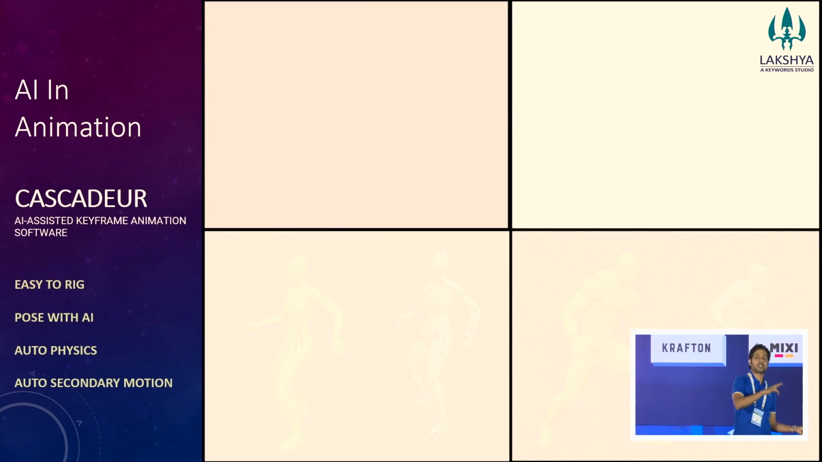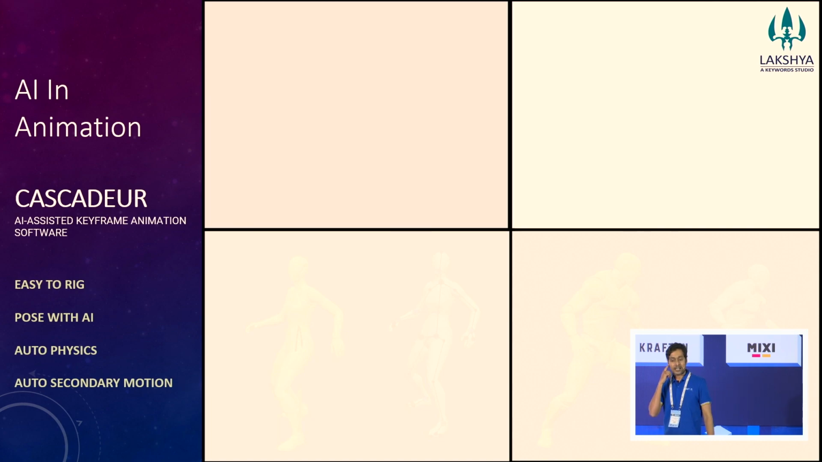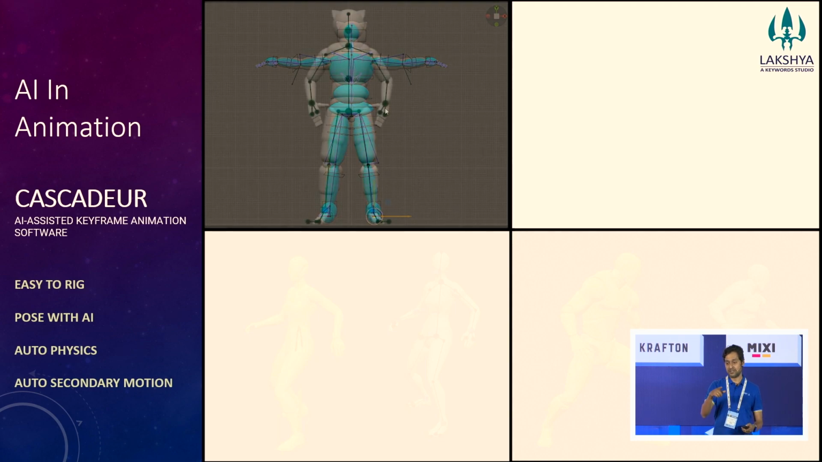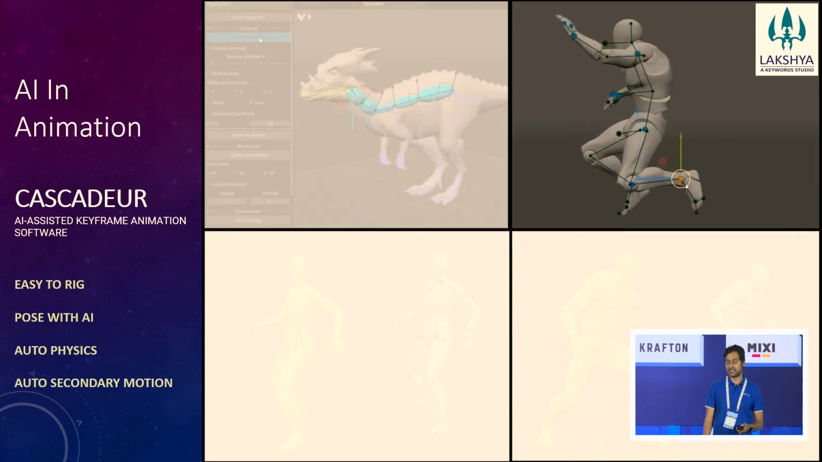So one is motion capture animation. Another animation technique is traditional keyframe animation. I found a software called Cascadeur. Cascadeur is a very powerful AI-based software with which we can quickly assign a rig on any character.